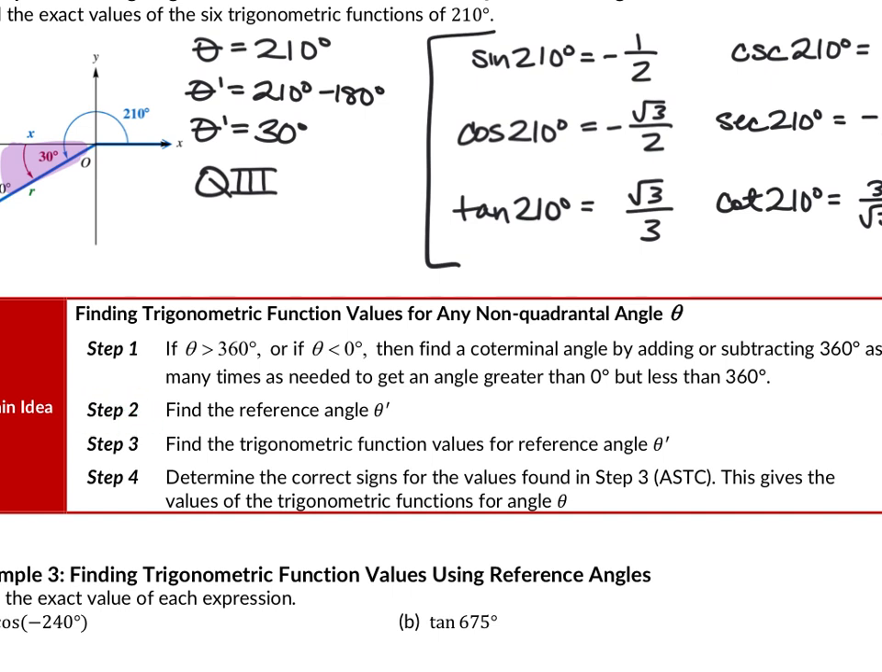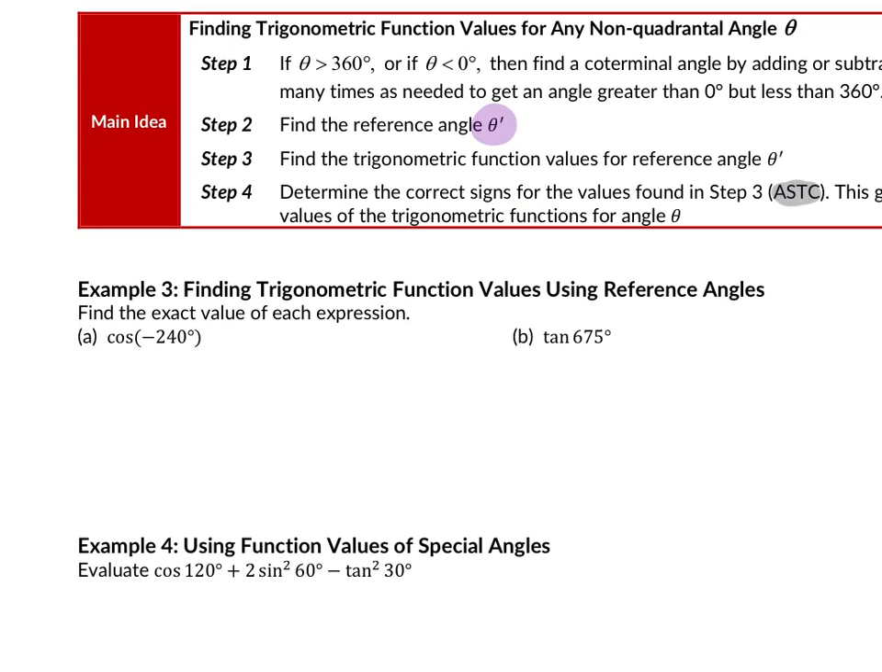To find the trig function for any values, you're going to make sure you know that reference angle. Once you know the reference angle, you can find the trig values for that reference angle. And then just make sure you give it the correct sign based on what quadrant it's in. So for example, we're just going to find cosine of negative 240.